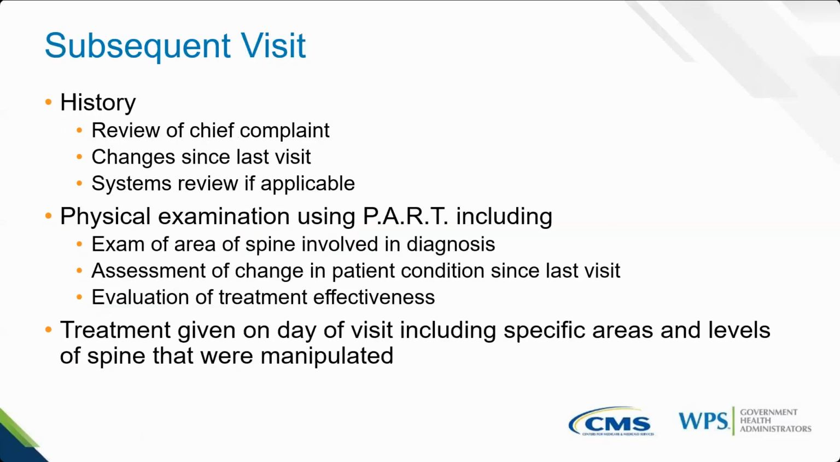Finally, all subsequent visits should be recorded in the patient record. Documentation of the subsequent visit should include history, including review of chief complaint, changes since last visit, and systems review if applicable. It should also include physical exam using PART, including exam of the area of the spine involved in diagnosis, assessment of change in patient condition since last visit, and evaluation of treatment effectiveness. And any treatment given on the day of the visit, including specific areas and levels of the spine that were manipulated.